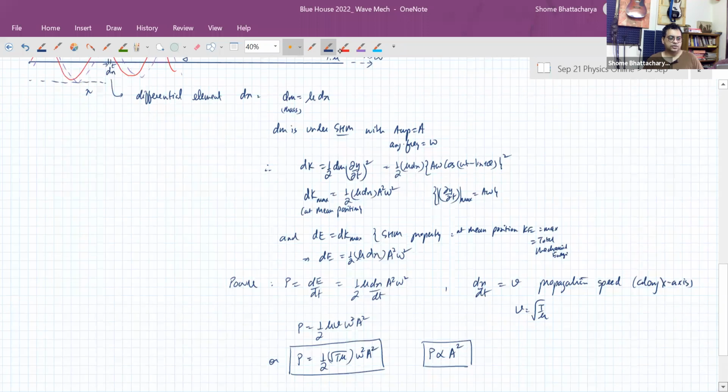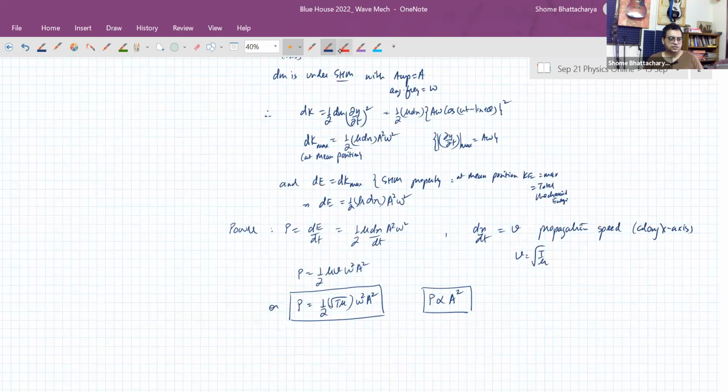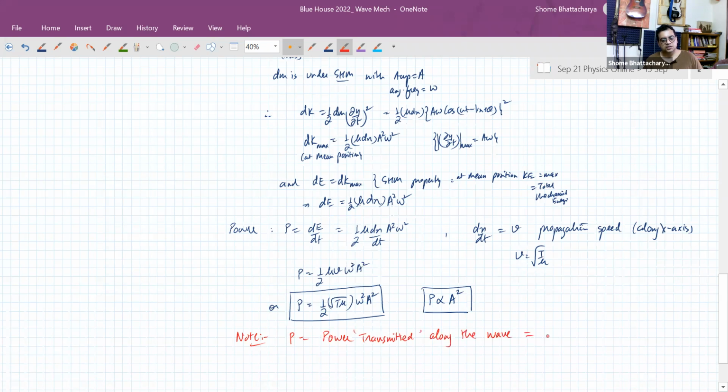So basically, again, we have to understand it this way, that this power is supplied by the source or the simple harmonic oscillator. So this is equal to the power supplied by the source, which is the simple harmonic oscillator.